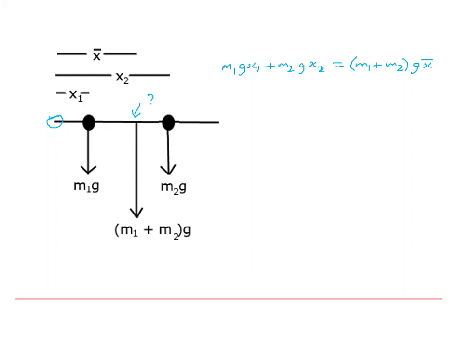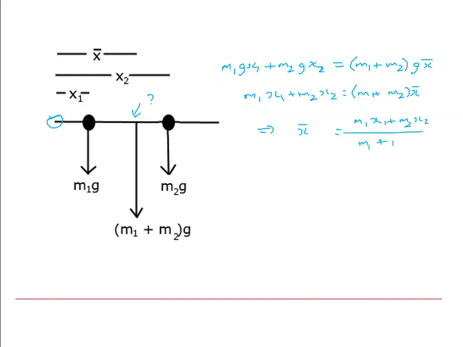Now first observation, we can cancel the g's there. That means the value of g, essential to the idea of weight, doesn't actually contribute to the calculation. It's entirely to do with the geometric distribution of the masses, and that's important because it means we get the same answer on the moon. So we'll end up with m1x1 plus m2x2 equals (m1 plus m2) times x bar, and so we can divide by m1 plus m2 to get x bar is (m1x1 plus m2x2) over (m1 plus m2).